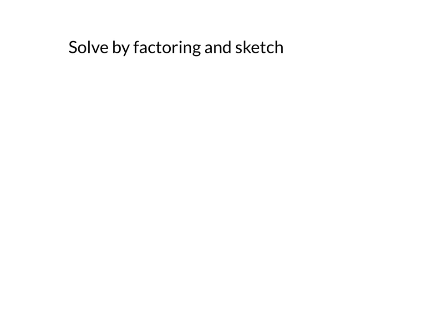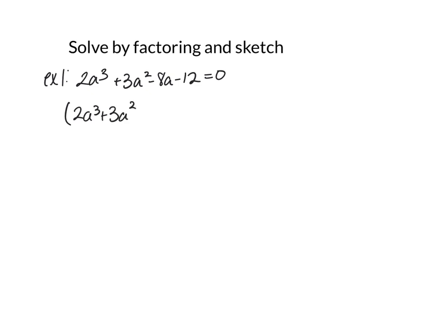So our first example, 2a cubed plus 3a squared minus 8a minus 12 equals 0. So when we have 4 terms and it starts with a cube and it has every term represented, we should think that factor by grouping is probably the way to go. So I'm going to group 2a cubed and 3a squared together. And then remember, when I group that minus 8a, I need to move the negative inside the parentheses.